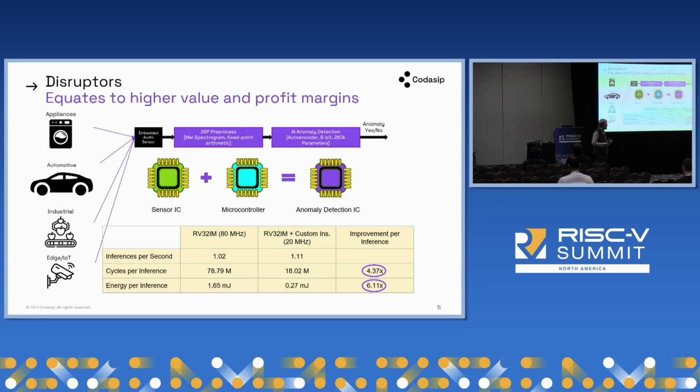Now, if I take a look at that, I have a problem where I can't go fast. I have a relatively large process node, and I only have 25 megahertz available. To make that possible, I had to use customization to improve the efficiency over 4x. But the important thing about it was I actually reduced the power by over 6x. So this is an example of a disruptor or disruption.